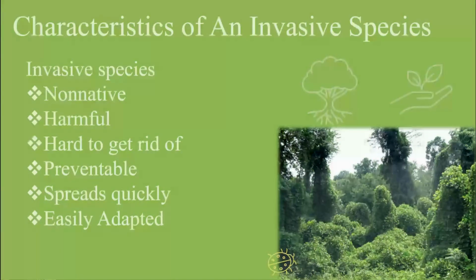Characteristics of an invasive species are that they are non-native. An invasive species isn't invasive in the area that it was already from. It is invasive in a new location that it is not from. They are harmful to the plants that already live there, to the animals that live there, and even to the people that live around them. They're hard to get rid of, and they spread like crazy.